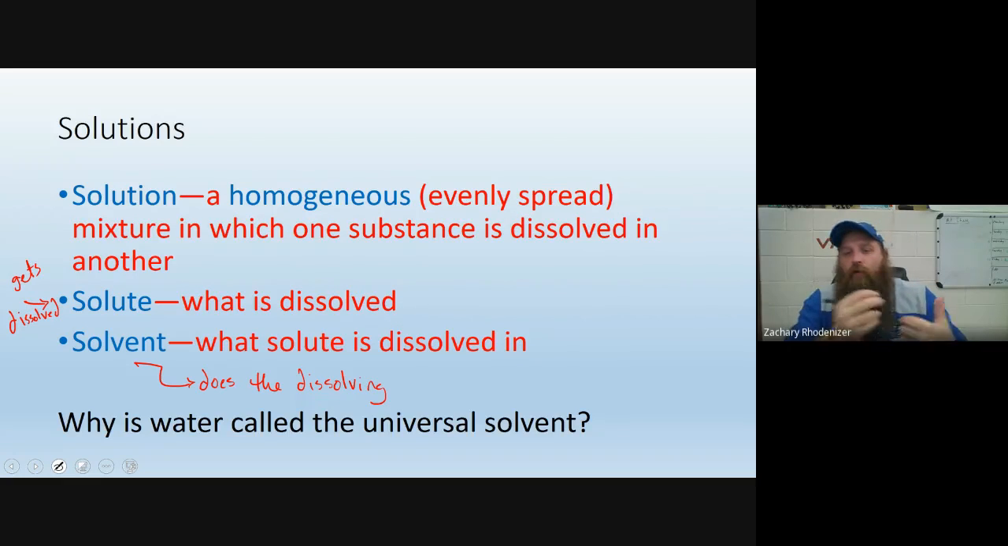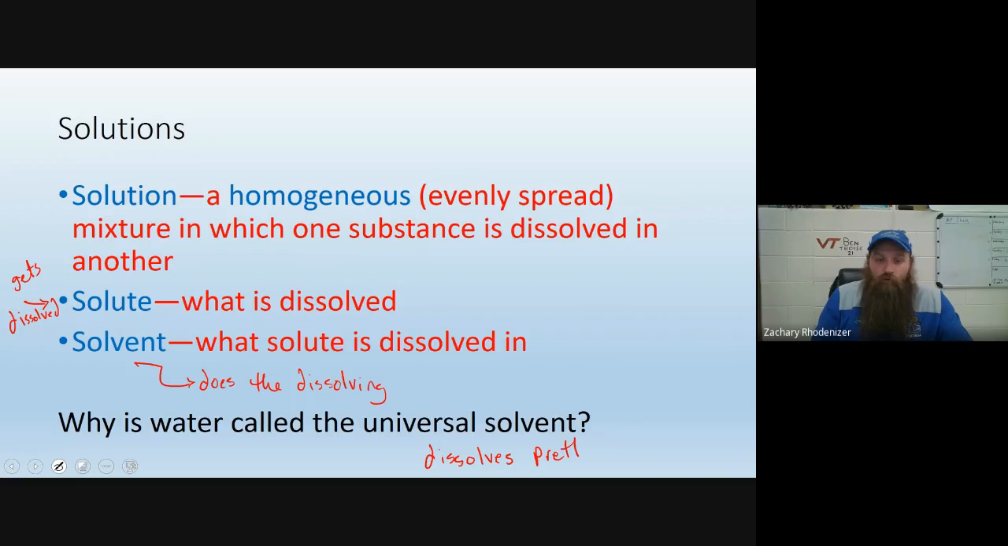And the reason that water is called the universal solvent is pretty simple. It can dissolve pretty much anything, with time. Some things take a long time to dissolve. Some things don't want to be dissolved by water, some non-polar things. But eventually water will dissolve everything at least a little bit. So it is called the universal solvent.